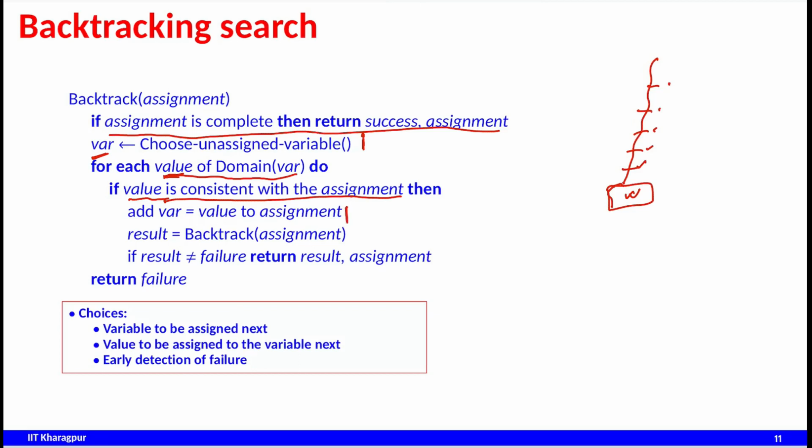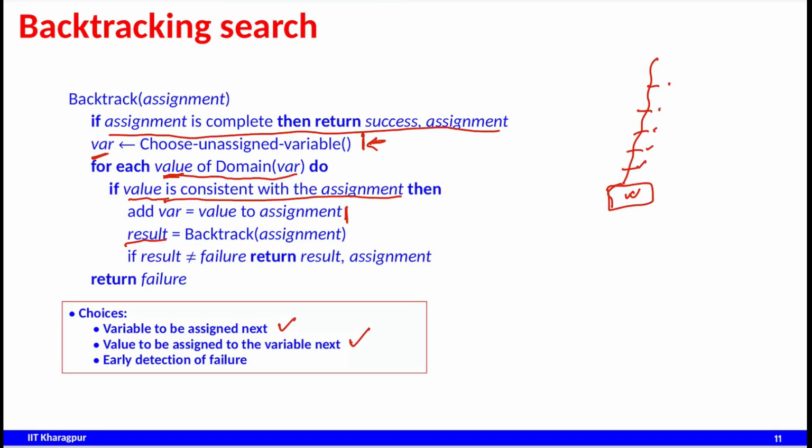And you add that variable to the assignment, and again you do it recursively. At some point of time, if you find that there is a problem, you cannot assign, then you return failure and return the assignment. So now the most important question is that we are choosing an unassigned variable at this stage. Which variable should we choose to assign next, and which value should we choose for that variable?